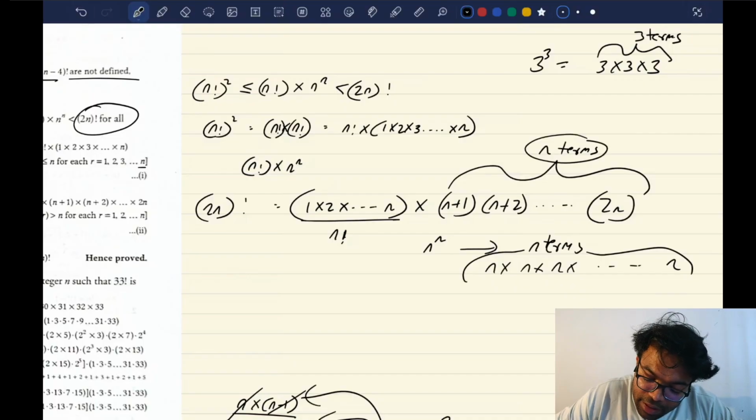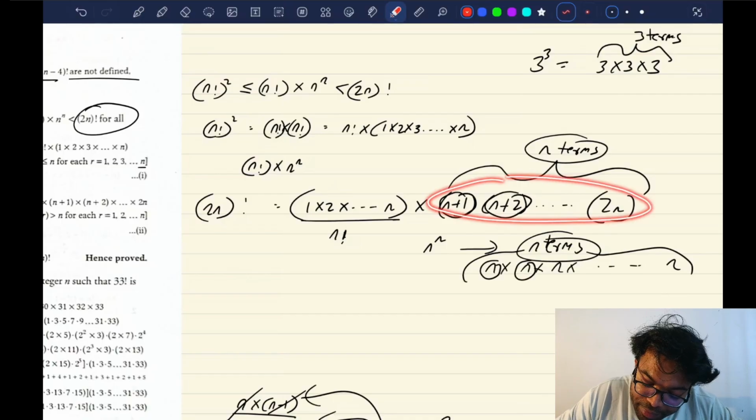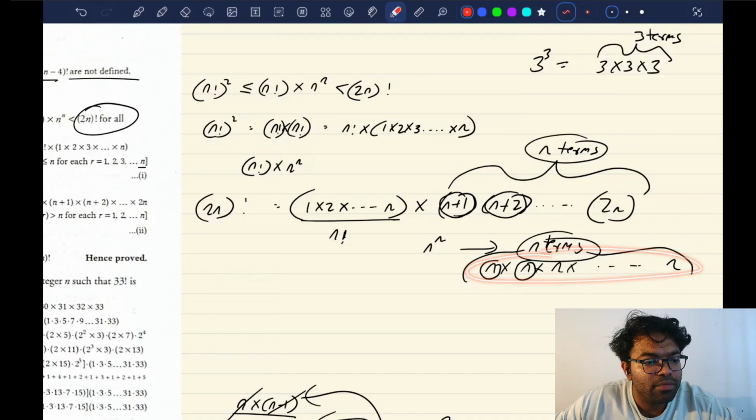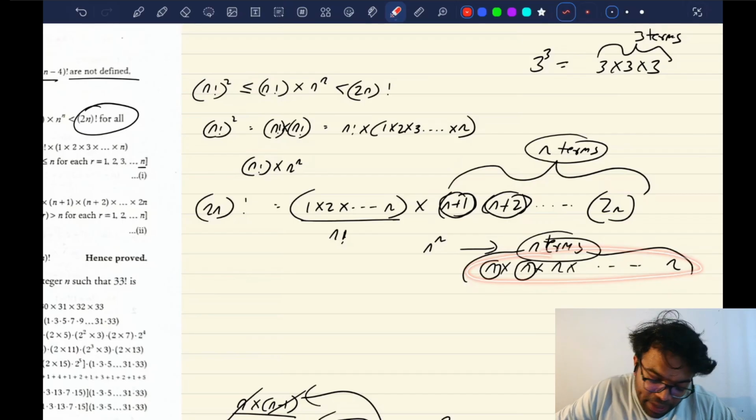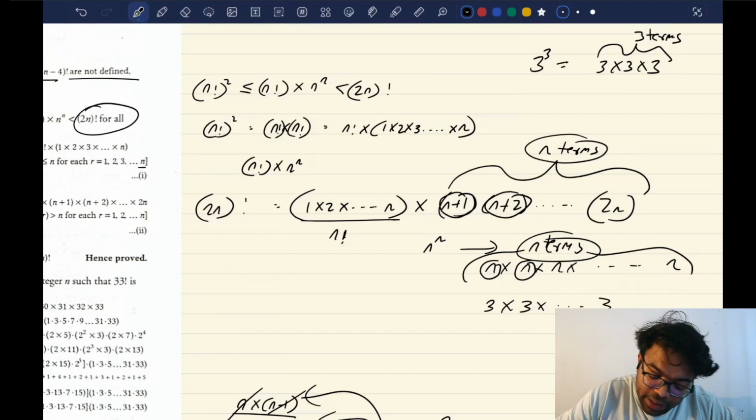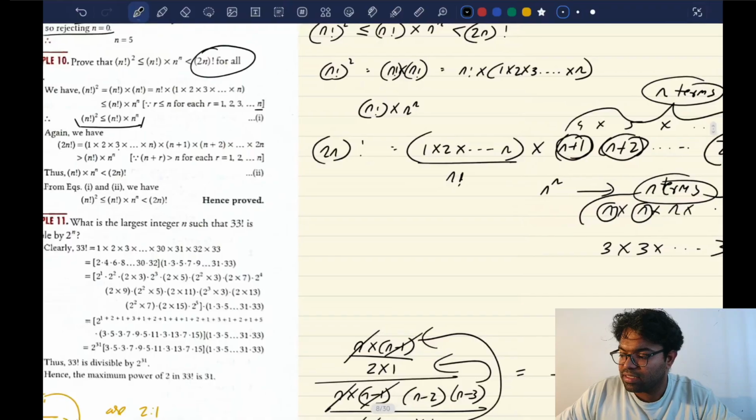So here you have n terms, and here also you have n terms. But this is n, this is n plus 1, this is n, this is n plus 2. Every single number being multiplied here is greater than what is being multiplied there. Basically, you have 3 into 3 into dot dot dot 3, but here you have 4 into 5 into dot dot dot, something like that. So this will always be bigger. This is how you prove it, by writing basic statements.